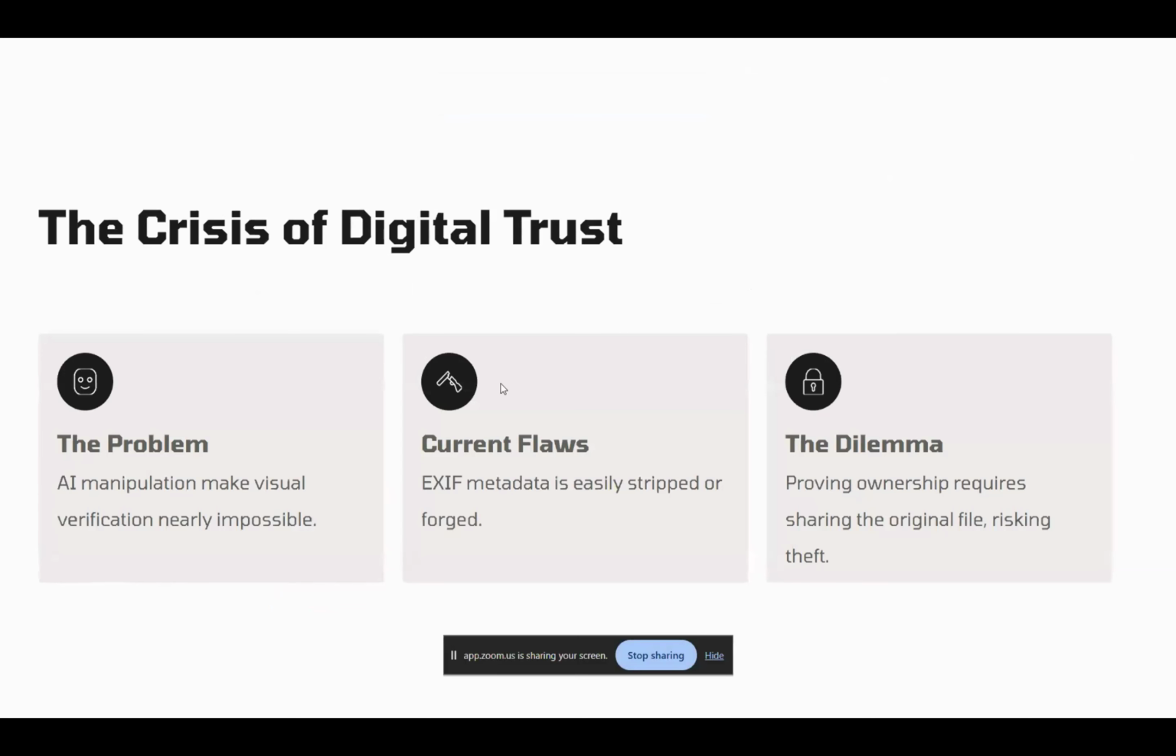The crisis of digital trust. Can you trust an image online today? Probably not. The systems we currently use to verify images are broken in two ways. First is metadata. The metadata is the little information that is embedded inside the images. It can easily be changed. Second, if you need to prove you are the owner of a particular image, you need to share that image. So it questions your privacy. So we have a trust crisis, and that's exactly what we are set to solve.